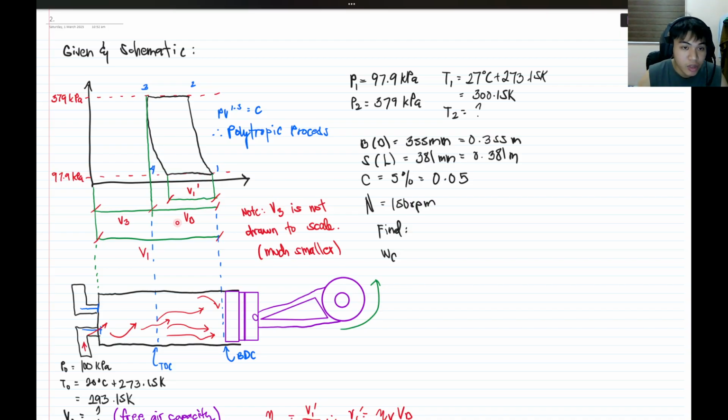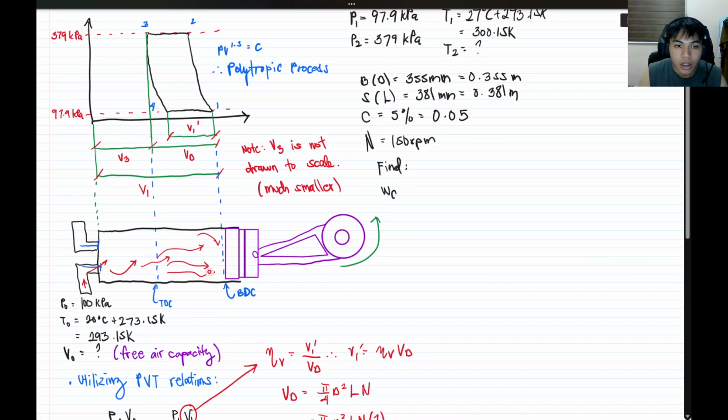And then, we have the volume displaced. This is what our piston reaches. And we have the V3 here. And this is the whole of it. This is V1. Okay?